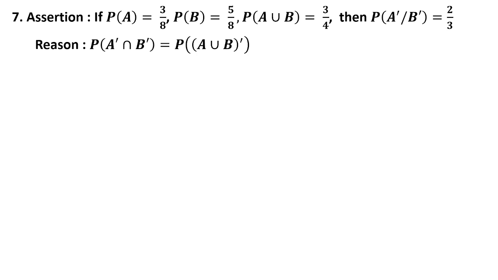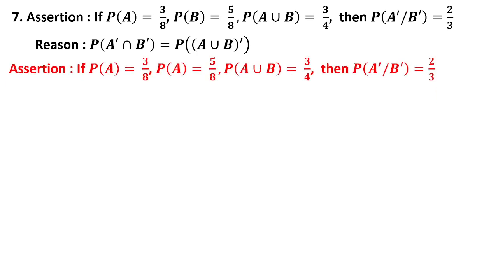P of A is given, P of B is given, P of A union B is given. You have to find P of A dash given B dash. Okay, let us go back to the given conditions. P of A is given, P of B is given and P of A union B is given. And you know the formula for P of A dash given B dash. It is P of A dash intersection B dash divided by P of B dash.